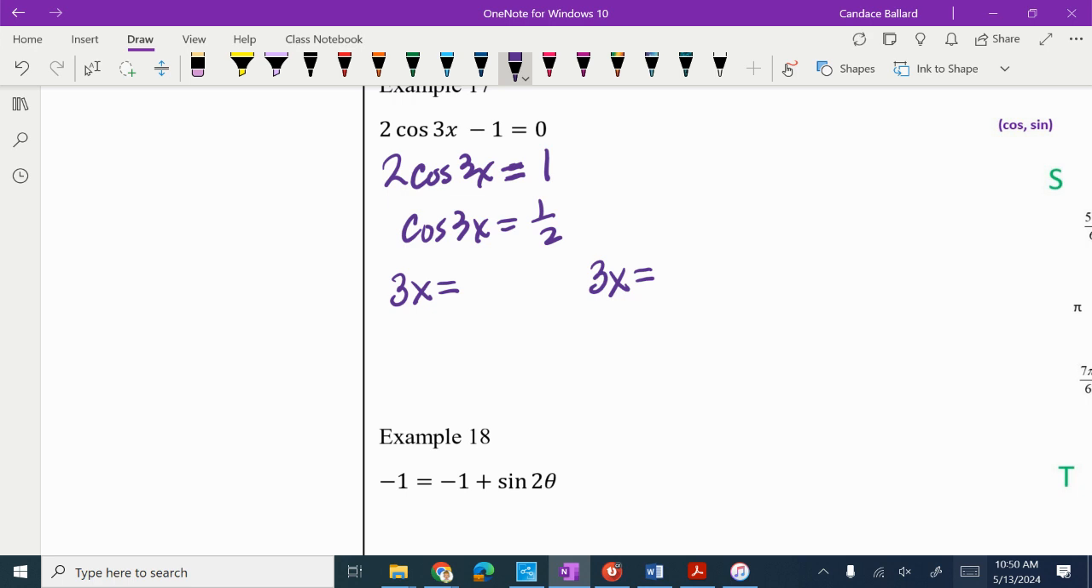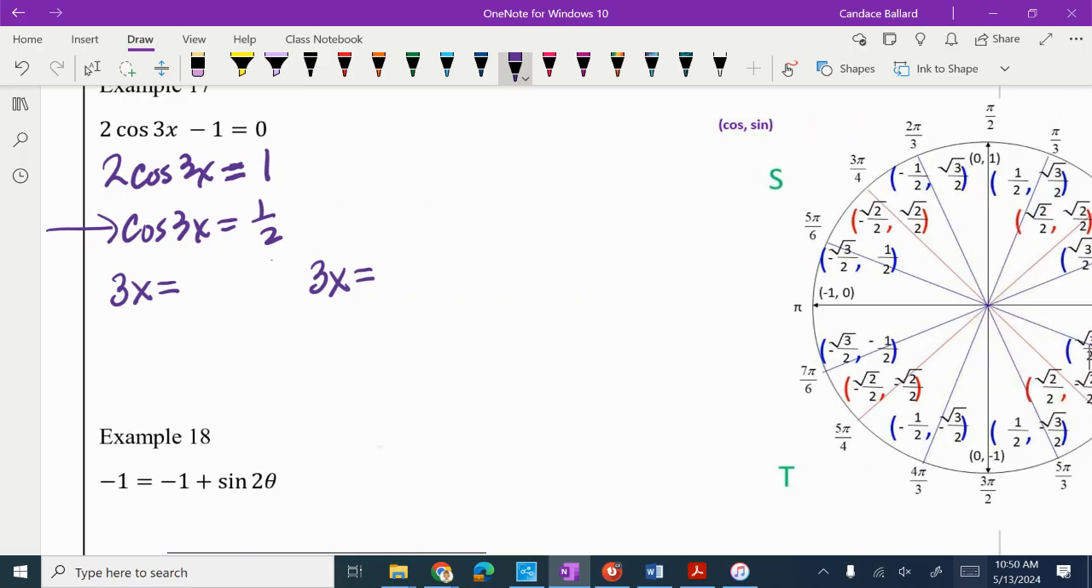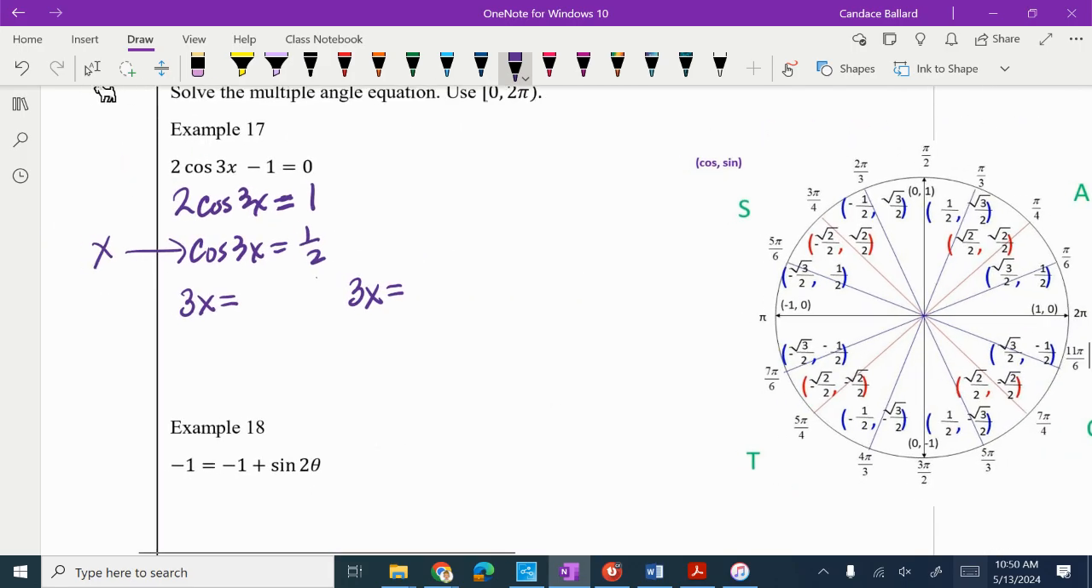Okay. So let's go to the unit circle. Cosine, the x values or the y values? X values. So I'm going to go find everywhere where my x value is positive 1/2. So I'm looking around my unit circle. It looks like the first time is at pi over 3. So I'm going to write that down. Pi over 3. And I'm still looking for a positive 1/2 in the x spot. It looks like my next one is at 5 pi over 3.